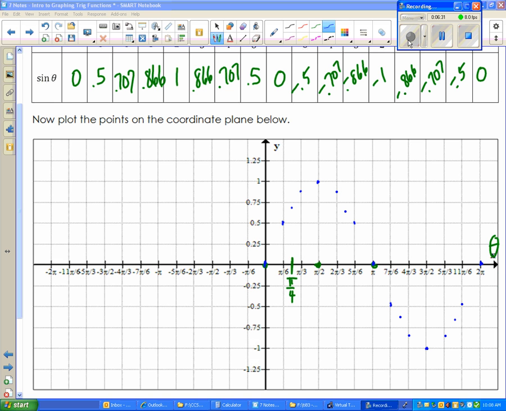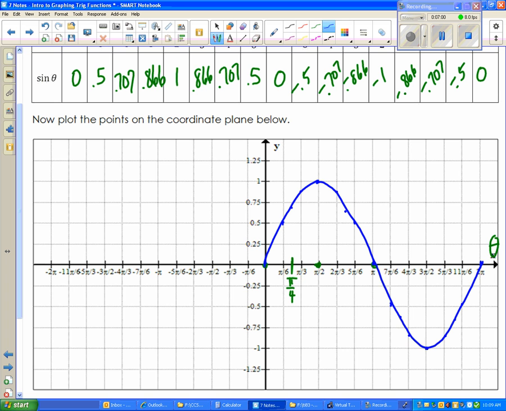Okay, once you've plotted your points, this is what you should see. And what we're going to do, and it should look familiar, if you remember at the very beginning of the year, we actually looked at some graphs of sine and cosine. But now that we've got some points plotted, let's go ahead and connect them so that we can really get a good idea of what this graph looks like. There we go. This is called a sine curve. And I think the best way to describe it would be as a wave.